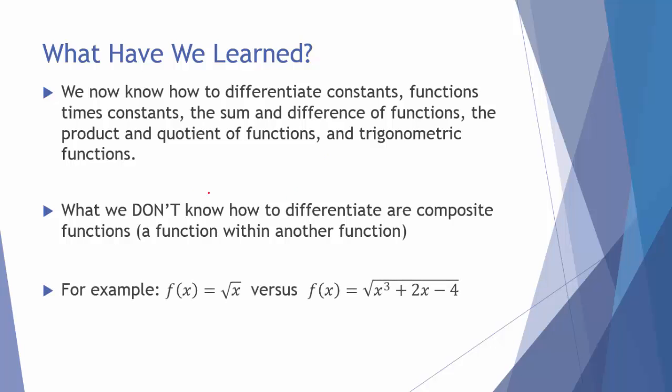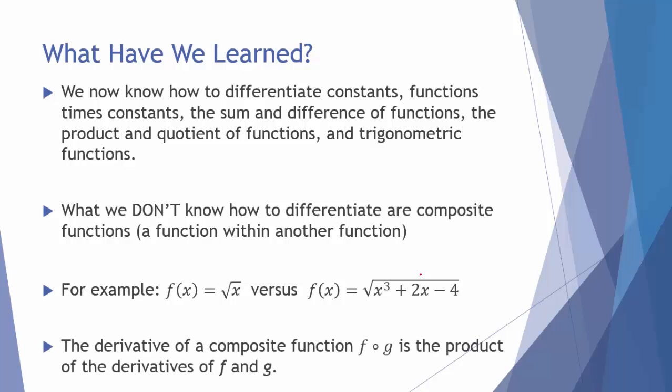So for example, if we want to differentiate f of x equals the square root of x, we know how to do that. We treat the radical as a power of 1/2, and then we just use power rule. The derivative of that function would be 1/2 times x raised to the negative 1/2. But what we don't know how to take the derivative of is a square root function that has another function substituted under the radical instead of just x. The derivative of a composite function, f composed g, is the product of the derivatives of f and g.